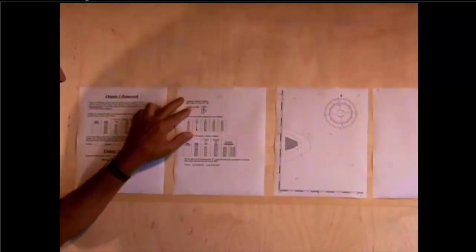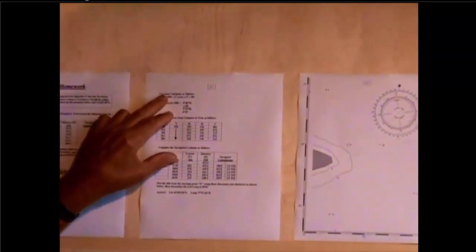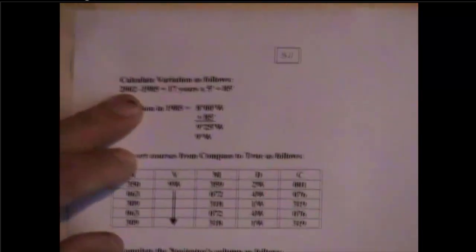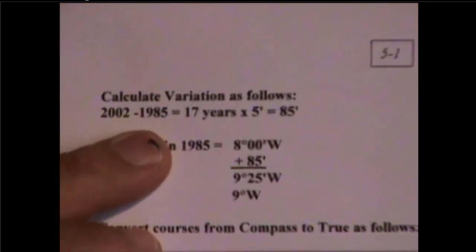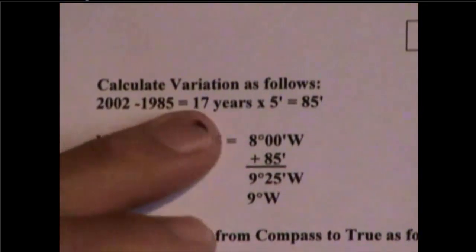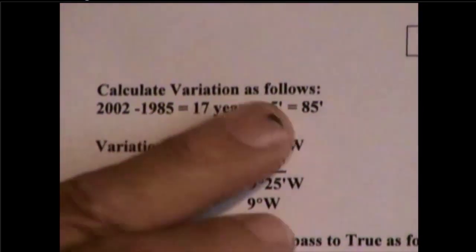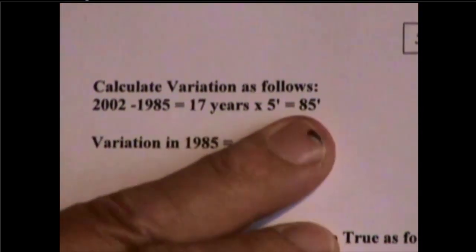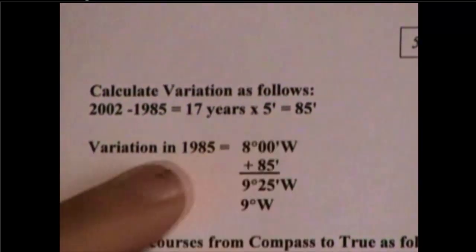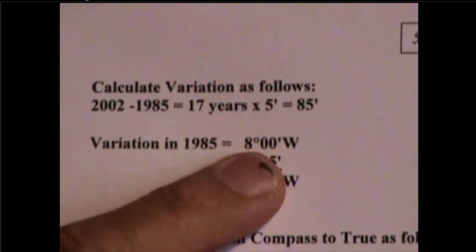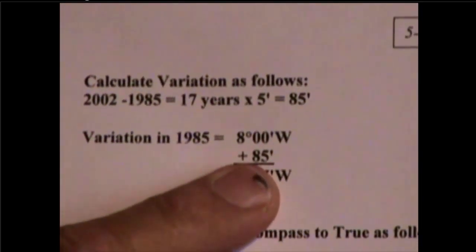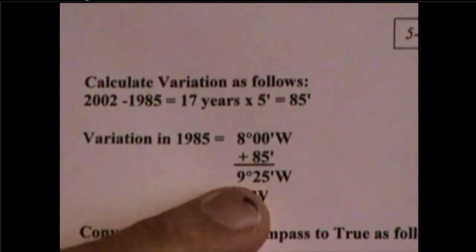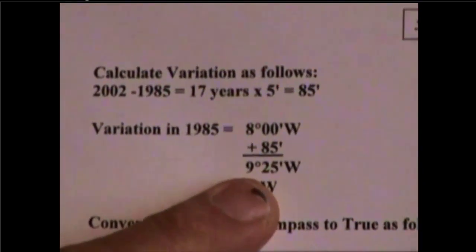So right here in your books, we calculate variation as follows. And you notice I have 2002, the present year, minus 1985, the year of the compass rose, equals 17 years, times 5 minutes per year equals 85 minutes increase. Variation in 1985 was 8 degrees 0 minutes west. We're going to add to that 85 minutes and get 9 degrees 25 minutes westerly variation.